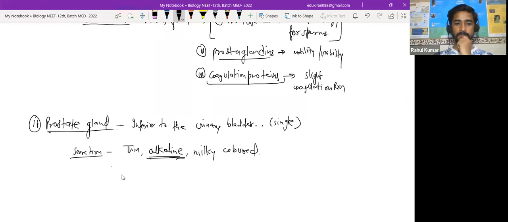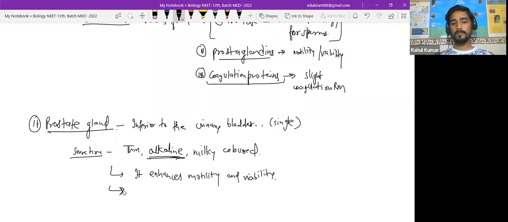And the function is, it contains factors that enhance motility and viability. And the second thing is it contributes to the alkaline nature of the semen. So it contributes.